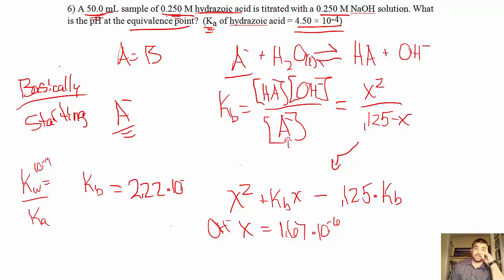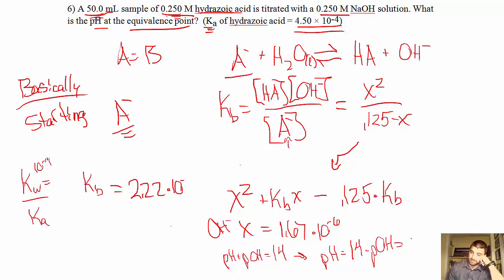And now I'm not done because what it's asking is pH, right? So how do I get pH from that? Well, there's a couple of ways. The easiest way for me is to get the pOH. Remember that pH plus pOH has to equal 14. So if I'm trying to solve for pH, it equals 14 minus the pOH. And the pOH is just negative log of this stuff. So I plug it in, 14 minus negative log of that number, 1.67 e negative 6, and I get final answer 8.22.